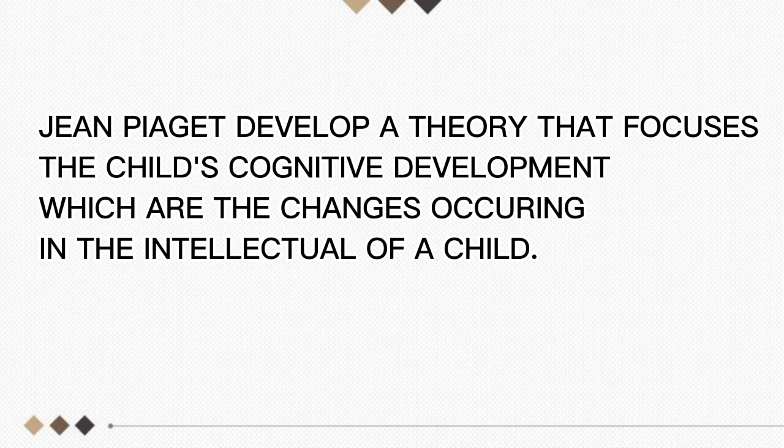Jean Piaget developed a theory that focuses on the child's cognitive development, which are the changes occurring in the intellect of a child, specifically the way of processing information. During our childhood, everything we see and our elders do seems to be correct and right, but when we grow up, we are able to identify and distinguish right and wrong. Under his theory, there are various concepts that identify the type and level of acquiring information.